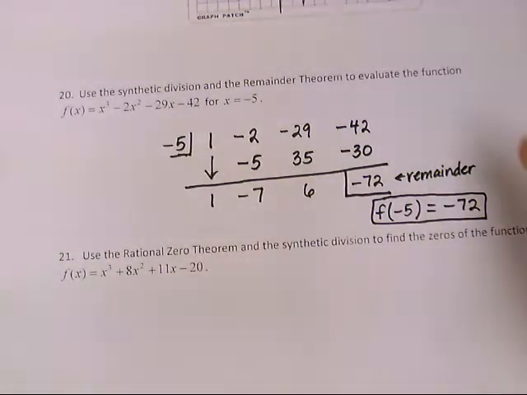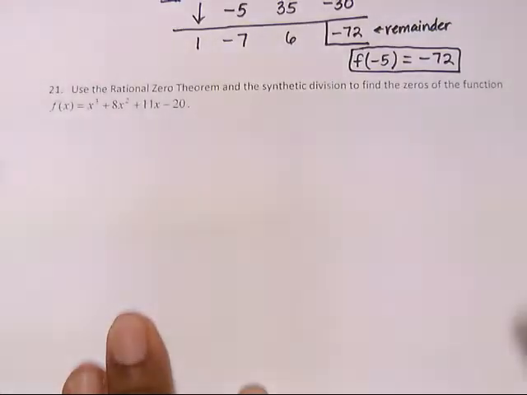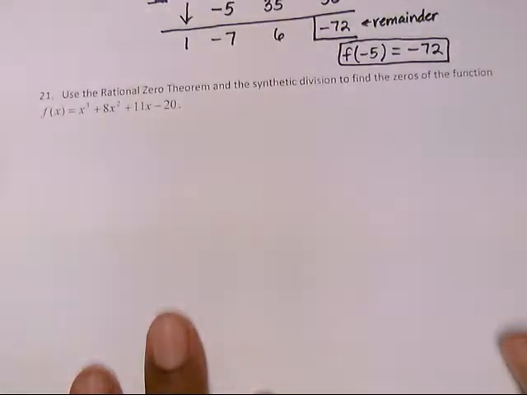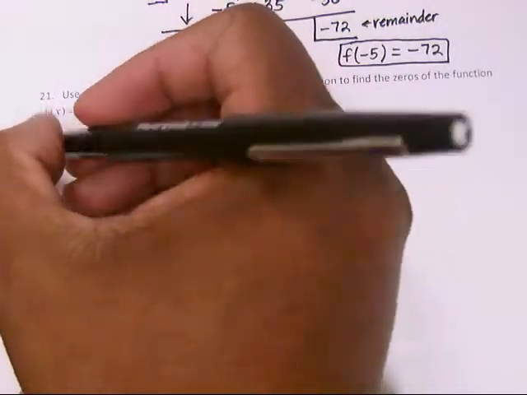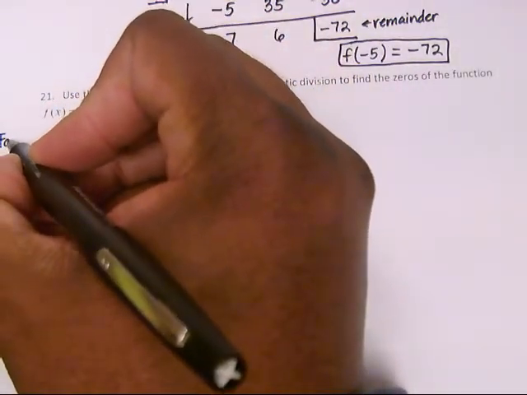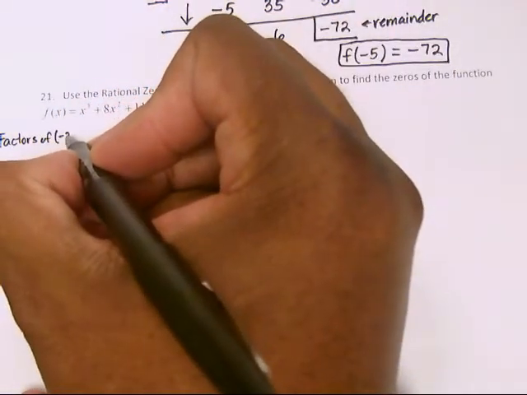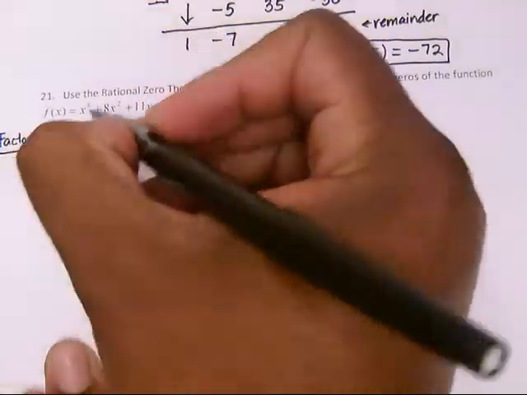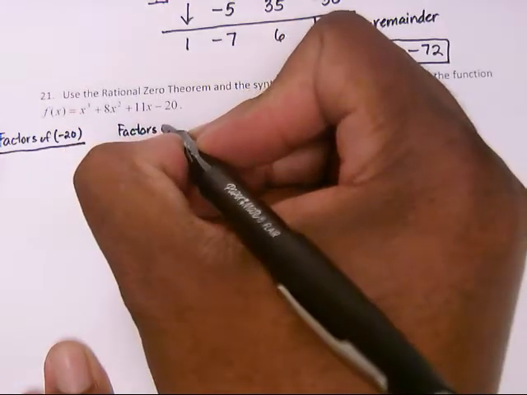Okay. Number 21. Use the rational zero theorem and synthetic division to find the zeros of the function f of x is equal to x cubed plus 8x squared plus 11x minus 20. Okay. So here we're going to need factors of the constant term, that's negative 20, and factors of the leading coefficient.